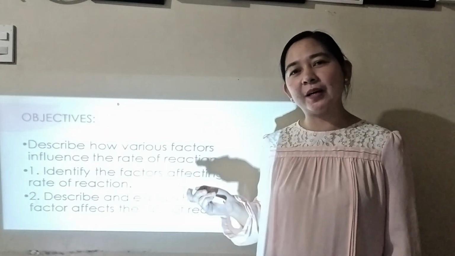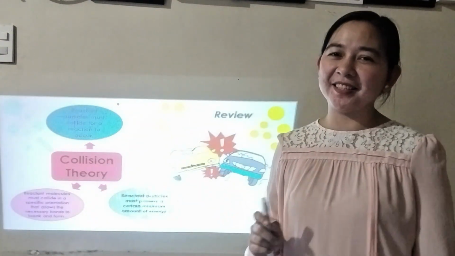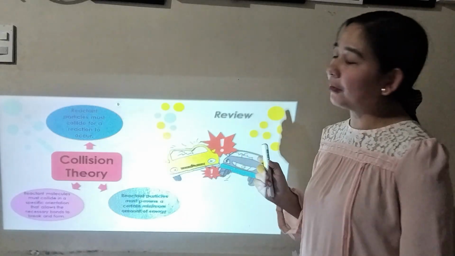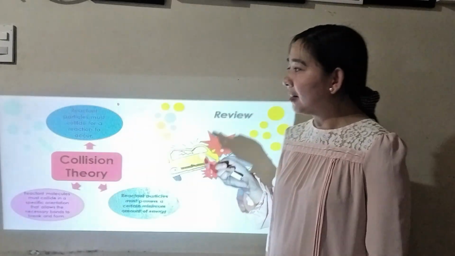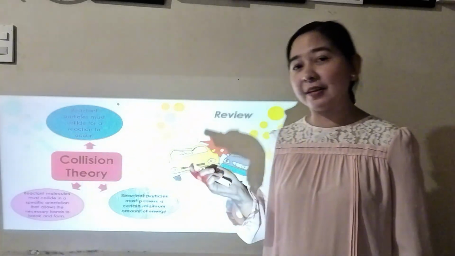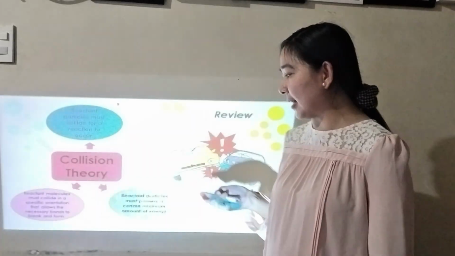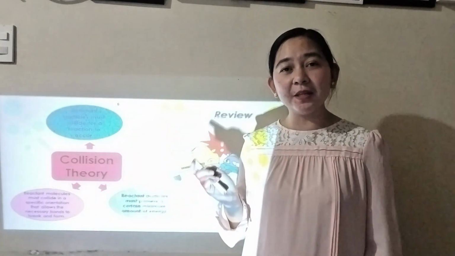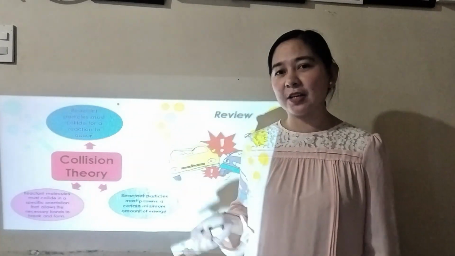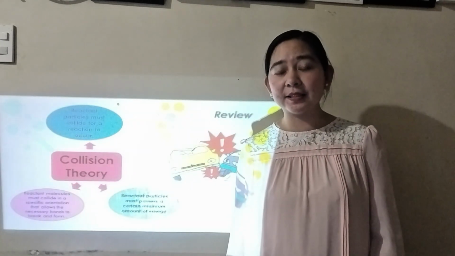Let's have a short recap of our lesson yesterday. So very good, it's all about the collision theory. Remember that for the reaction to occur, particles must collide, and then particles must have a specific orientation. And the last one is the reactants must possess a certain minimum amount of energy in order for the reactions to occur. Is there any more questions regarding our lesson yesterday?